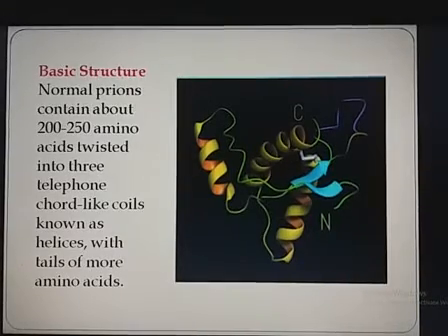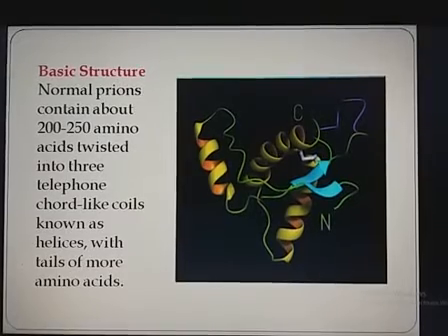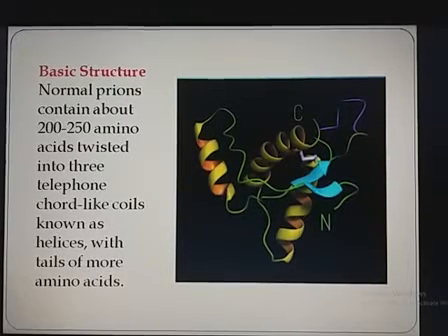So if someone asks how many amino acids are there in a prion, the answer is 200 to 250 amino acids, which are twisted in a telephone coil or telephone wire-like fashion to form an alpha helical structure, and those alpha helices are joined with each other by non-helical structure and form two different tails, which are composed of some more amino acids.